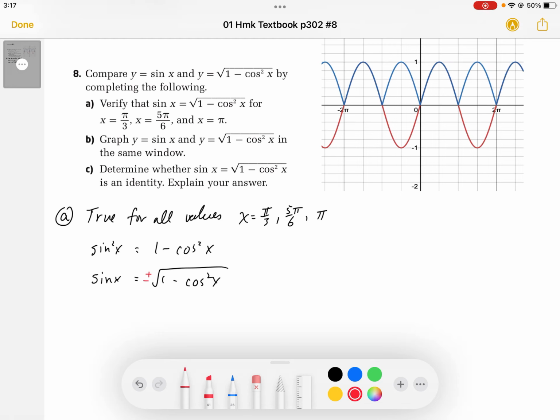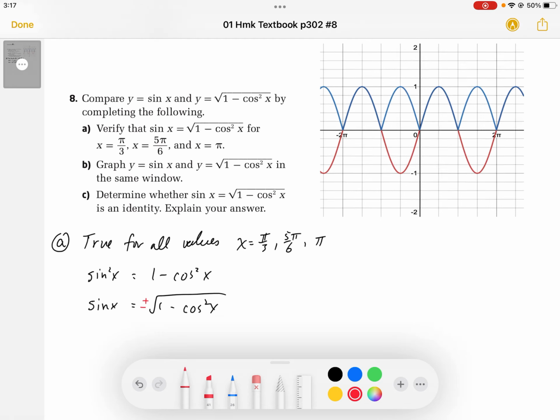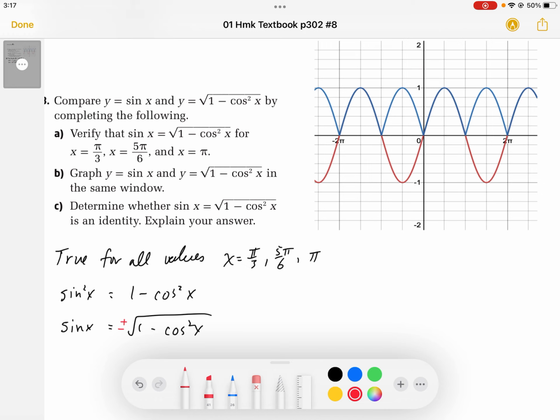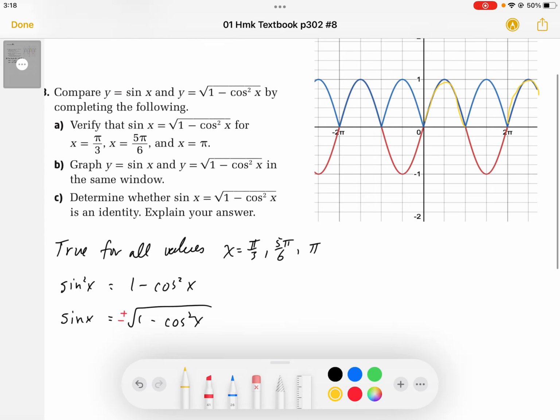And notice that when we graph in the same window here, in the blue I have the square root of 1 minus cos squared x, and in the red is sine x. Well, sine x and the square root of 1 minus cos squared x overlap, and they overlap in this region in here, here, and here for all the positive values because it only is going to match for the positive values of the square root.